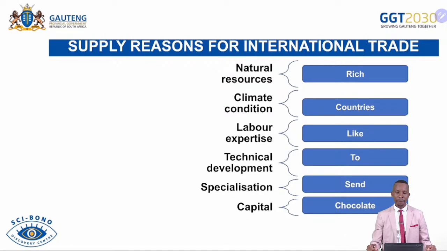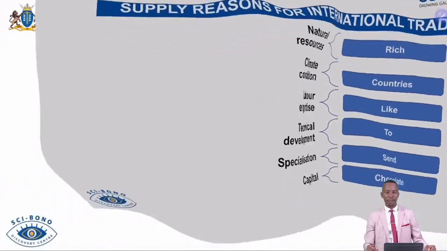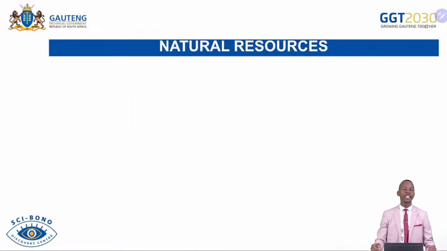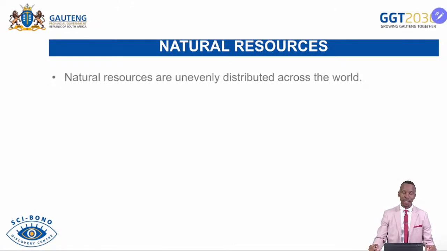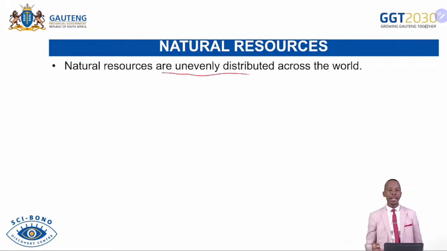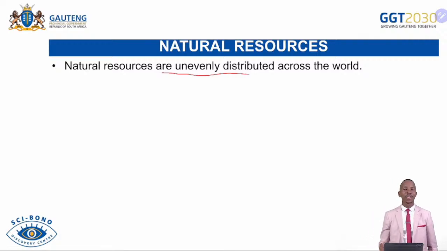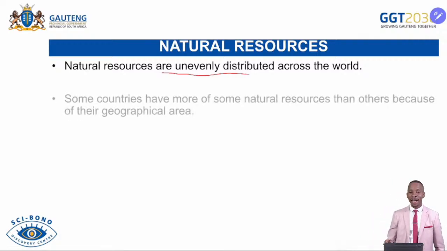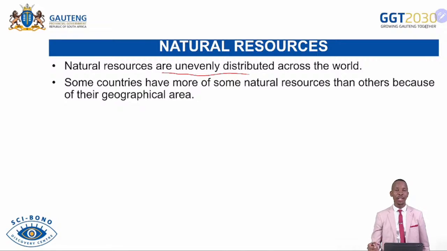That makes you easily remember the list that I've just provided. So in details, remember this is an essay again under international trade. Natural resources. Remember, natural resources are unevenly or unequally distributed across the world. Some countries are rich in some particular natural resources, while some countries are poor. Remember, natural resources are provided by nature.